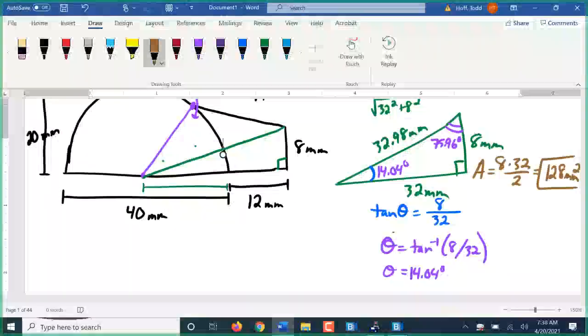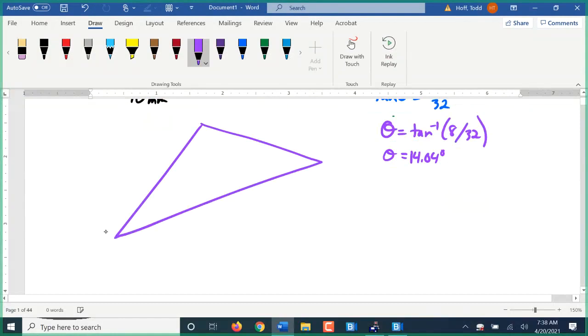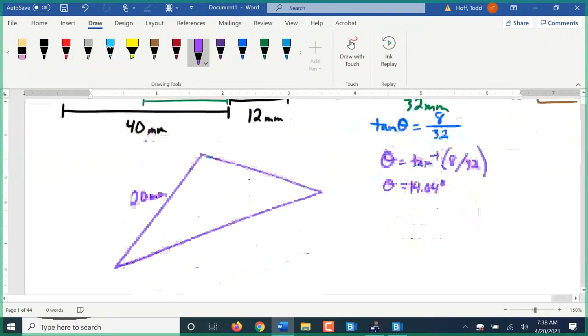Next, let's move on to this purple triangle up here. We know two pieces of that triangle. This was a radius of the circle, so that's 20 millimeters. And this piece over here we found to be 32.98.